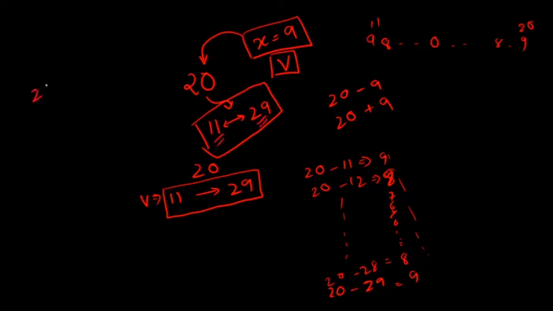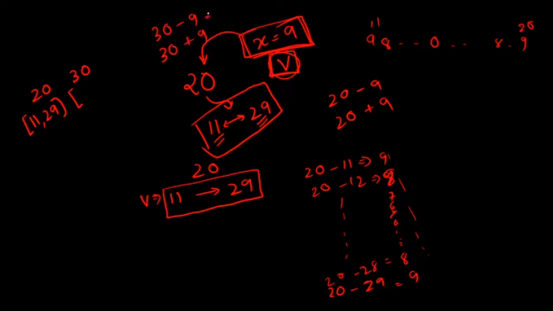Now let's say after 20, we have 30. First we came to 20; 20 said you can select any value from 11 to 29. Then we came to 30, and with the same logic, because x is constant, we have to decide a value v. 30 minus 9 is 21, 30 plus 9 is 39. So 30 is fine with v being any of the values from 21 to 39.